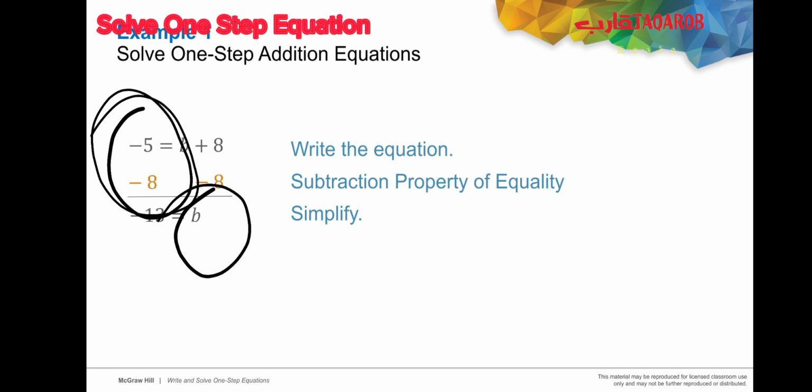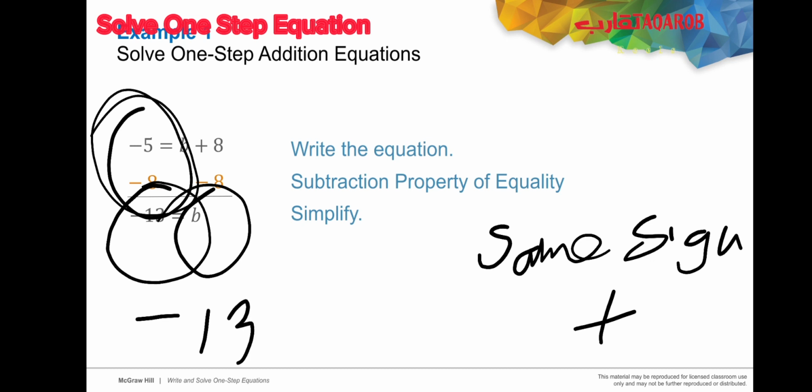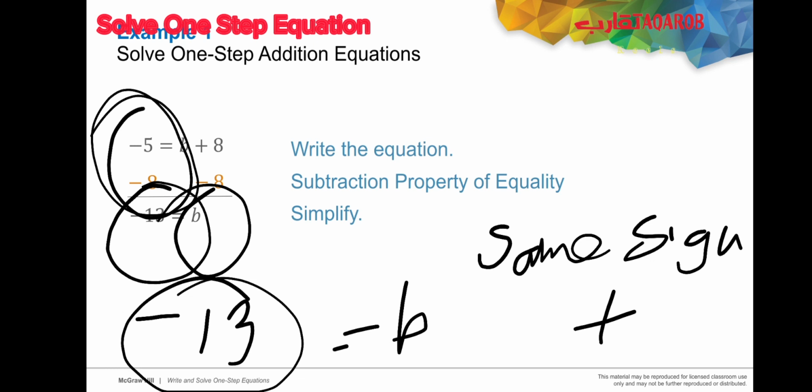So when I have the same sign, let's write it: add and keep the sign. We don't forget to keep the sign. So here I add 5 plus 8, which is 13, and keep the sign, which is negative. So it's -13. The answer is -13. So b is equal to -13.